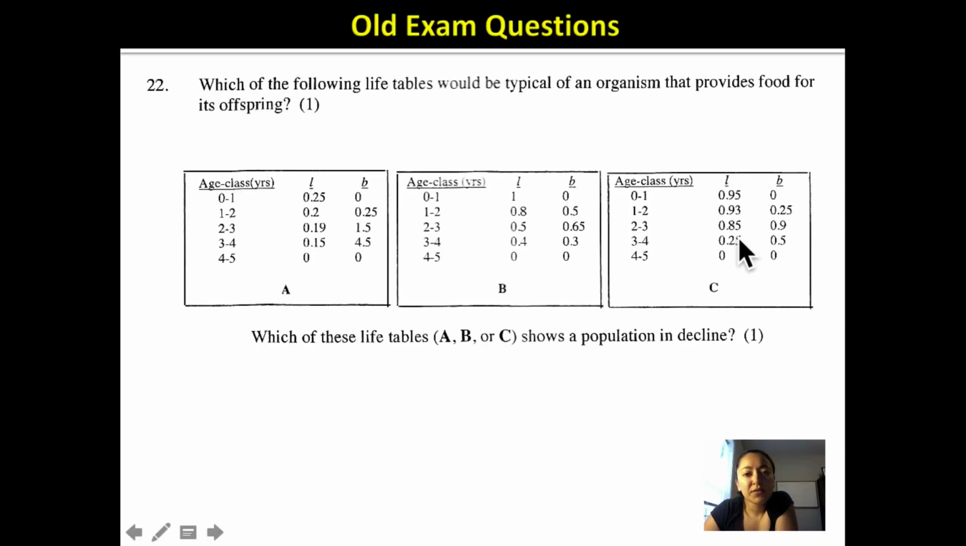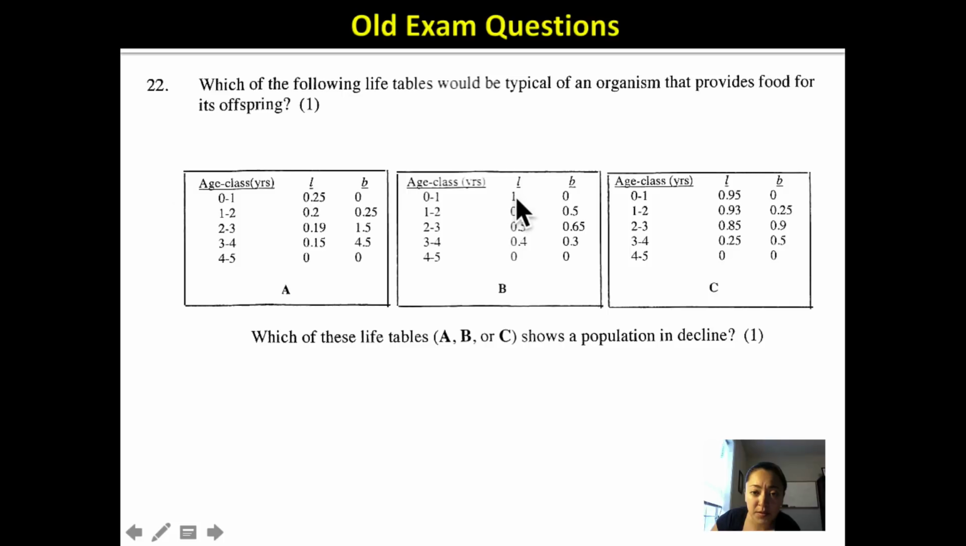Which of the following life tables would be typical of an organism that provides food for its offspring? So remember, organisms that provide food for their offspring or provide a lot of parental care would be organisms that show a type 1 survivorship curve. So many of the young will survive until they're older. So in order to answer part 1 of this question, you would need to look at survivorship. Which one of these populations has a high survivorship of the young until they're older? Well, this one has very low survivorship of the young. Only 25% of them survive.